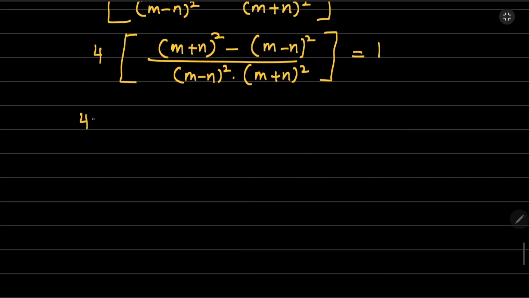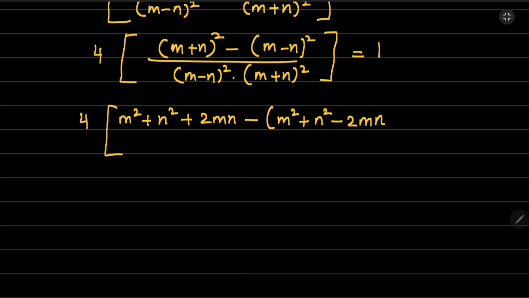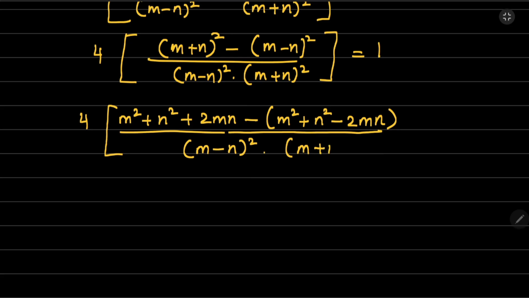Okay, so here 4 multiplied by, now expand the numerator inside the bracket. So it's a square plus b square plus 2ab minus, open the bracket, a square plus b square minus 2ab, right? I was just telling the identity. Whole multiplied by, let the denominator remain as it is, m minus n the whole square multiplied by m plus n the whole square is equal to 1.